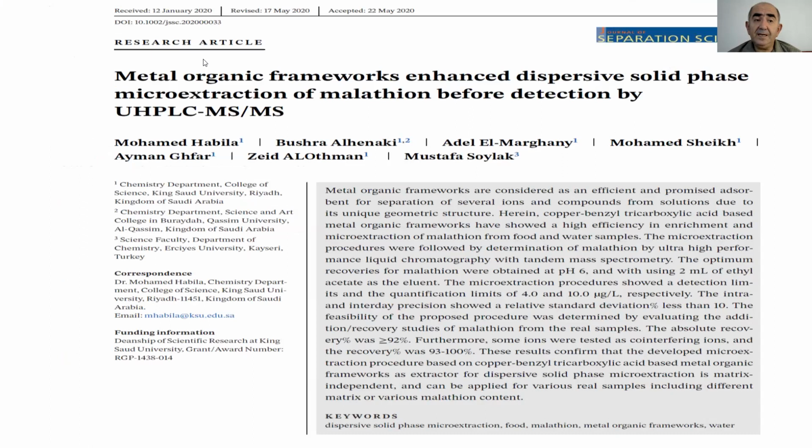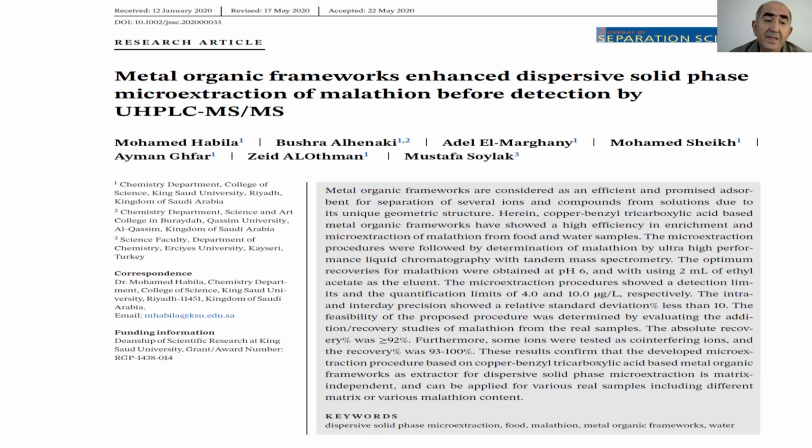works for the preconcentration and separation of some organic analytes, including malathion and other organic analytes. This is by using metal organic frameworks. This is one of the samples for these kinds of works.